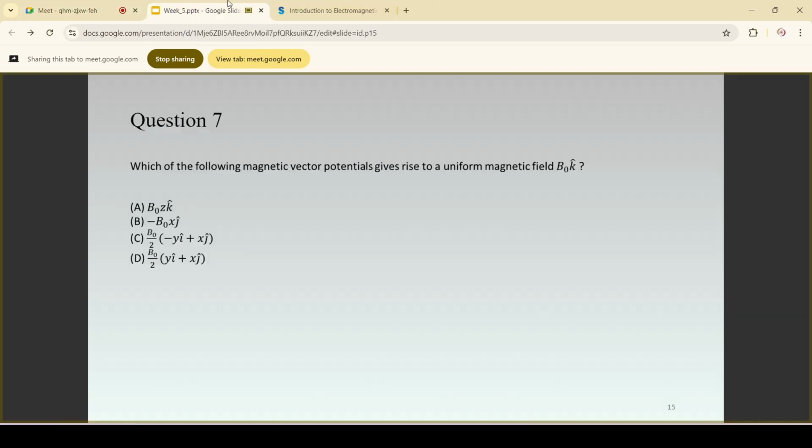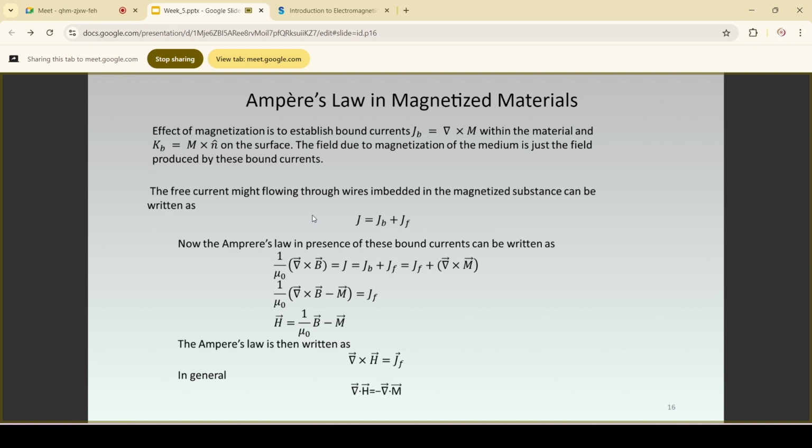Now we go to the next question. The next question is on Ampere's law in magnetized material. As we have seen, there are bound currents and volume currents. Surface bound current is on the surface and volume bound current is within the material. So let's call the total sum of K bound and J bound the total bound current.